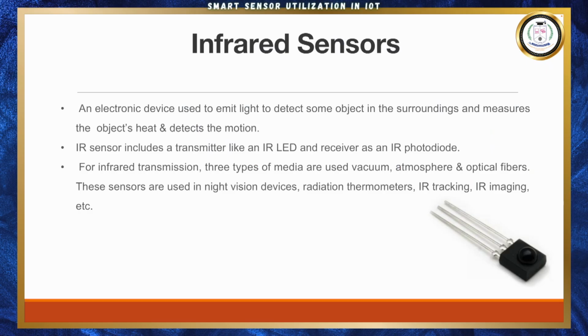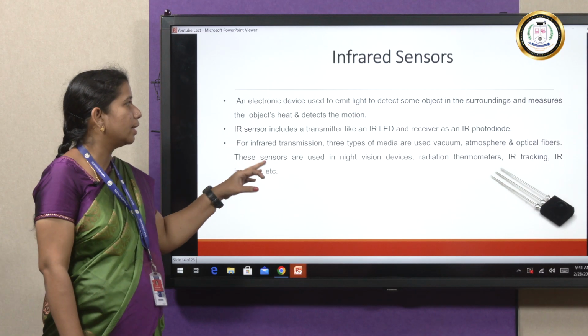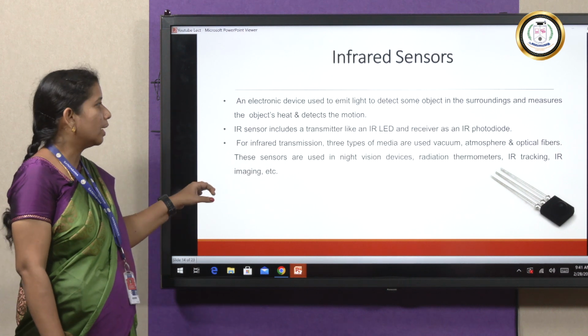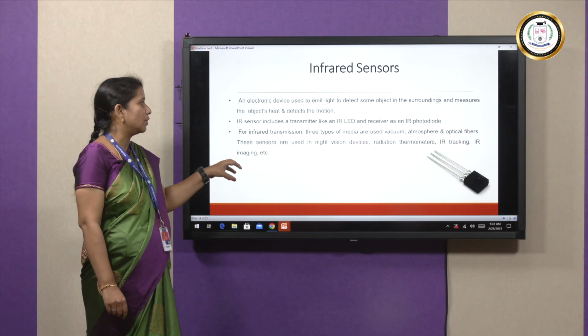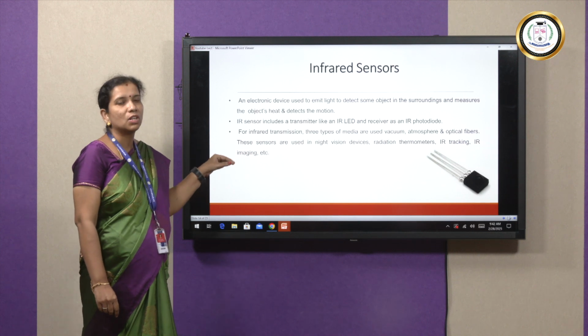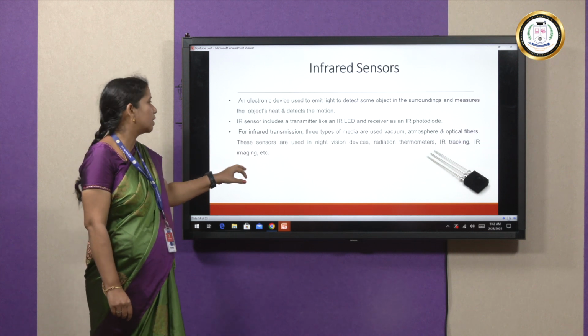Next is the infrared sensor, which is used to measure the motion of an object as well as the heat emitted by the object. Here we use an IR LED as a transmitter and an IR photodiode as a receiver. We can detect night vision images, and radiation thermometers, IR tracking and IR imaging are some of the uses of infrared sensors.